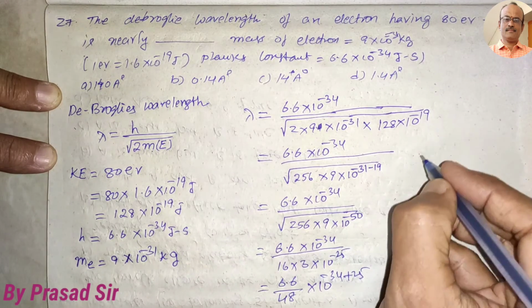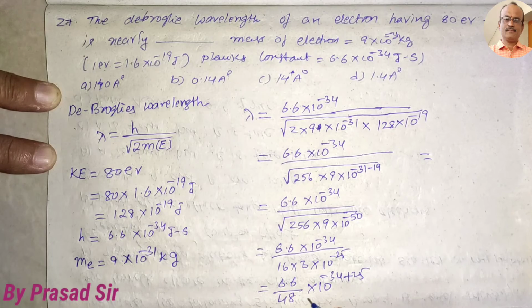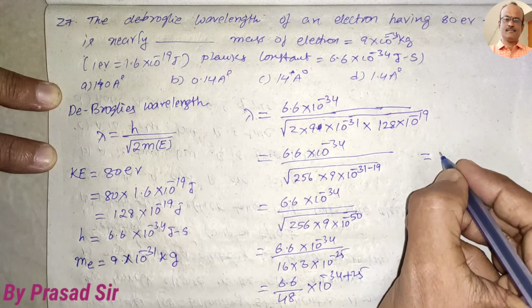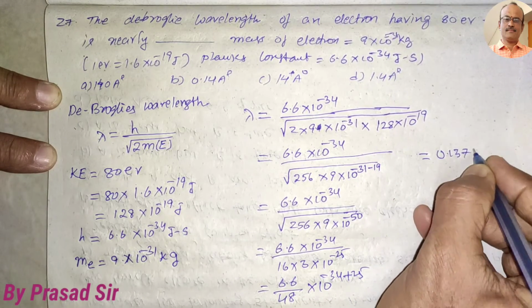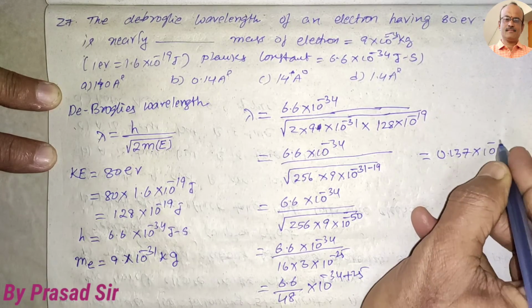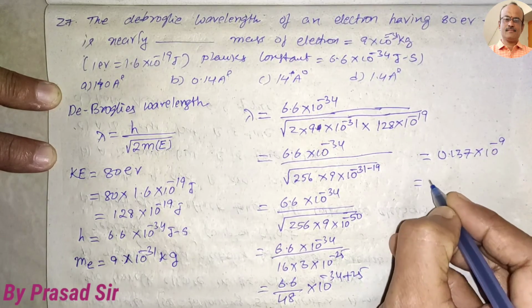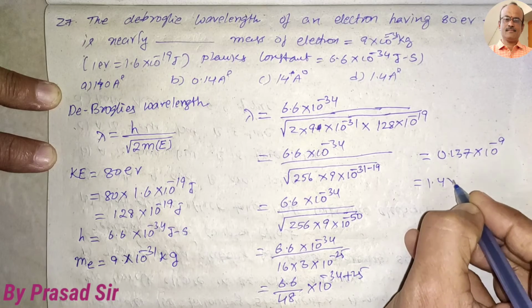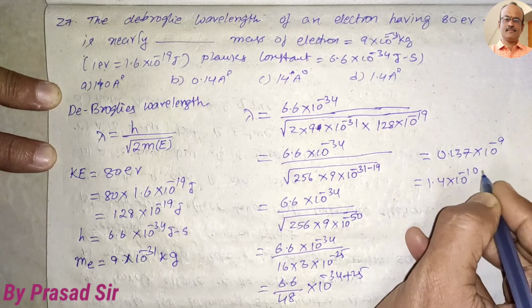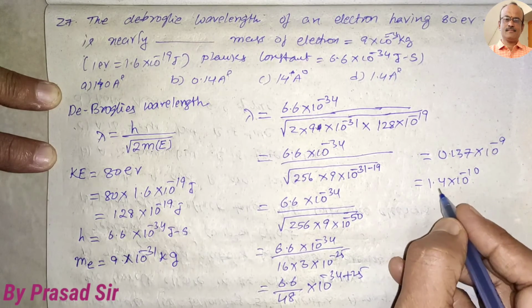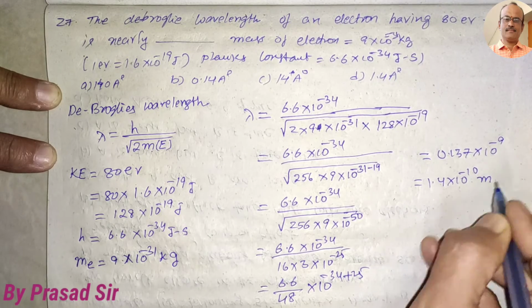So 6.6 divided by 48 we will take as 0.137 into 10 to the power of minus 9. So here it is 1.4 into 10 to the power of minus 10. So the wavelength is 1.4 into 10 to the power of minus 10 meters.